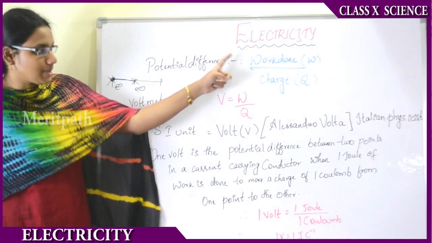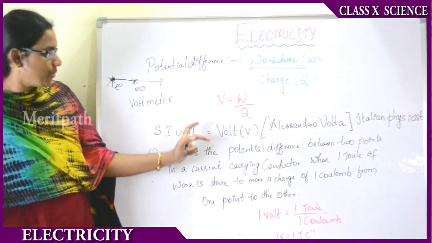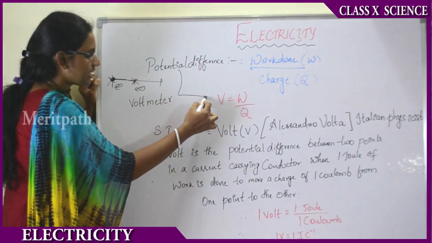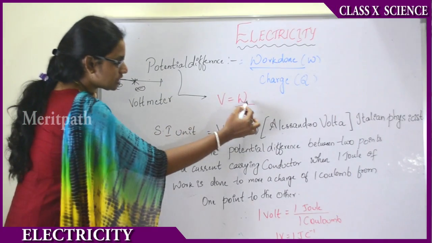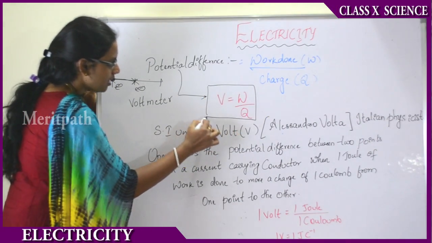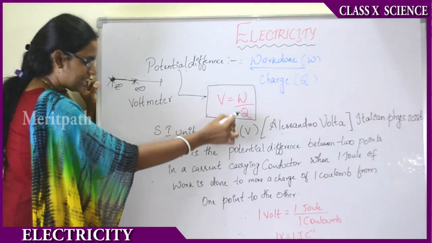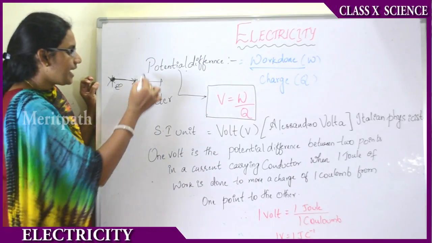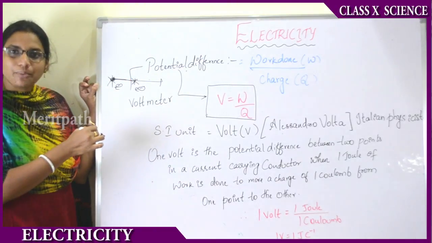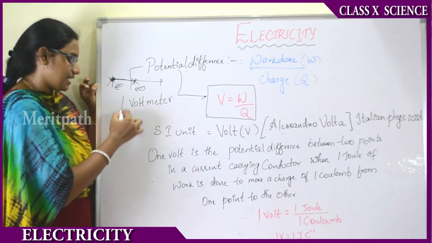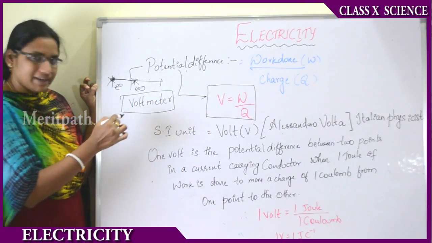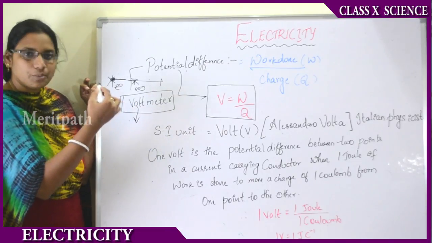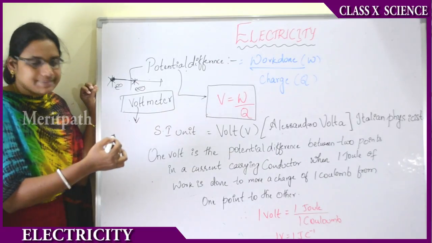Work done is defined as W and charge has the symbol Q. Here the potential difference is symbolically noted as V. V equals W by Q is the formula for potential difference, that is work done by charge. This is for the negatively charged particle, that is the electron, and the instrument used to measure the potential difference is the voltmeter, which measures the potential difference between two points.